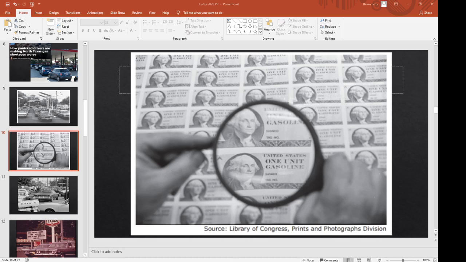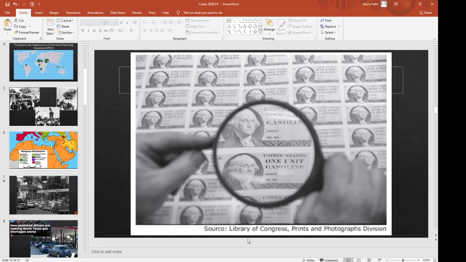Okay, so I'm going to backtrack here. If you've got your Google Documents up, we're working on the first section that says OPEC oil embargo, right? We're answering those 3 questions. I'm going to give you guys about 5 minutes to answer those.